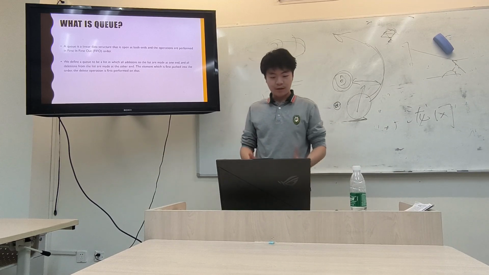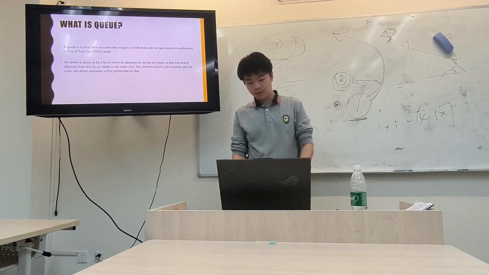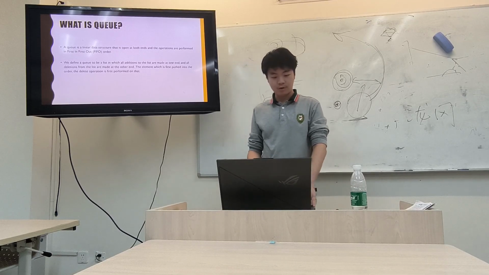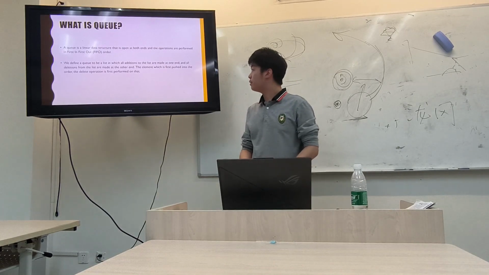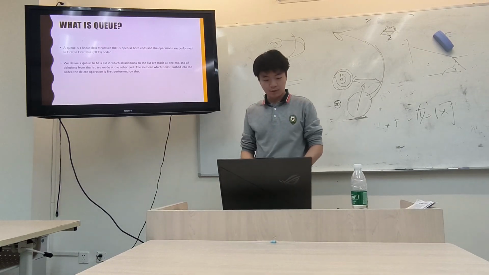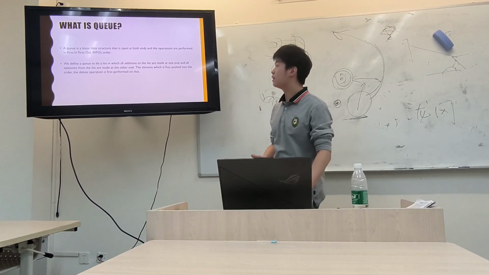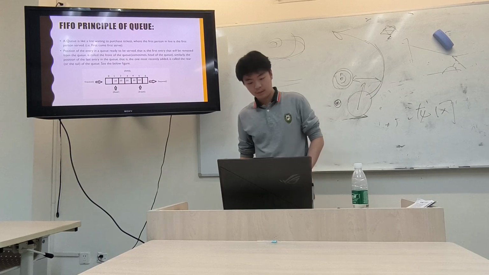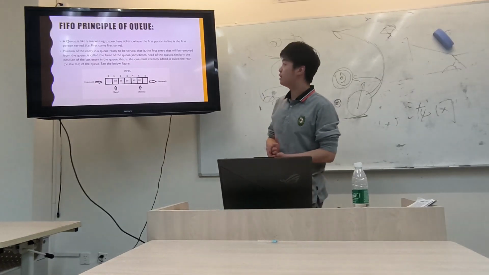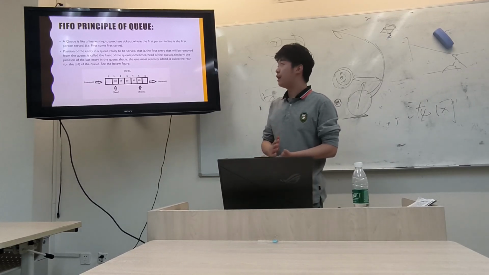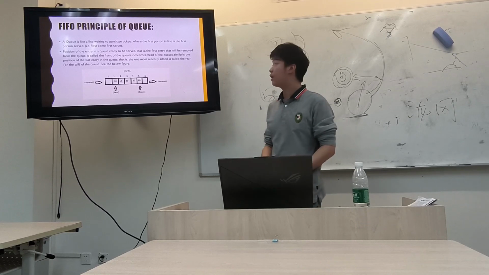So we define a queue to be a list in which all additions to the list are made at one end and all deletions from the list are made at the other end. The element which is first pushed in is the one on which the delete operation is first performed. This is in contrast to the first in, last out principle of a stack. So it is called the first in, first out principle.